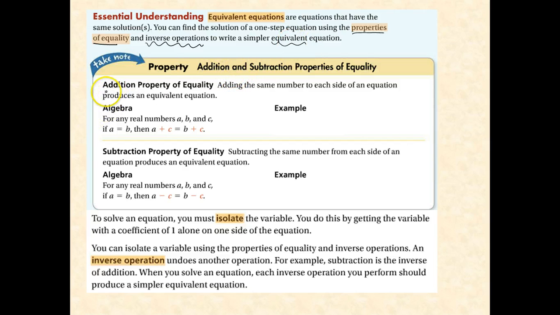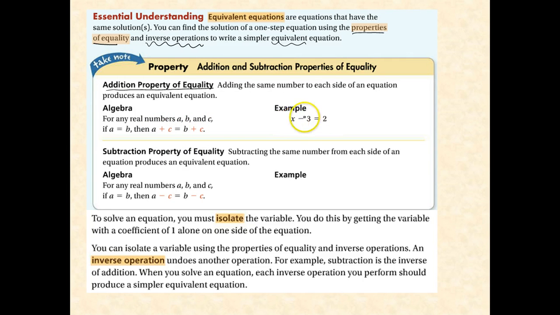So the first property of equality we're going to talk about is the addition property of equality. You can add the same number to each side of an equation. So if A equals B, then you can add C to both sides, and A plus C would equal B plus C. So for example, how would we use that to solve?